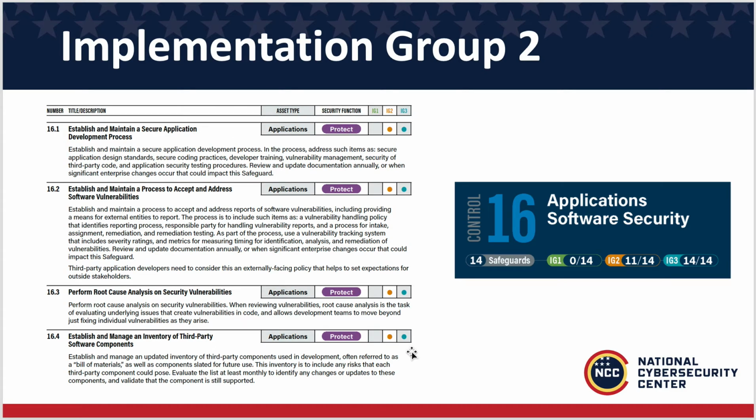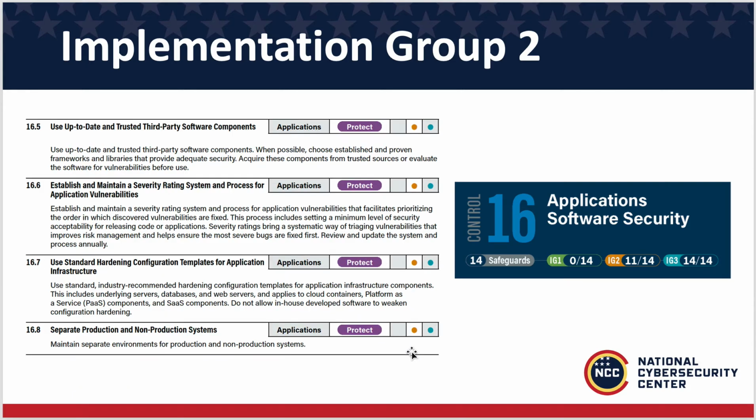Talk about the groups here. So there are no implementation group 1 safeguards here. It's only 2 and 3. So it's all about processes and procedures here to start, and how to address those software vulnerabilities, looking at root cause, and then looking at the software components that you get from third parties versus in-house.